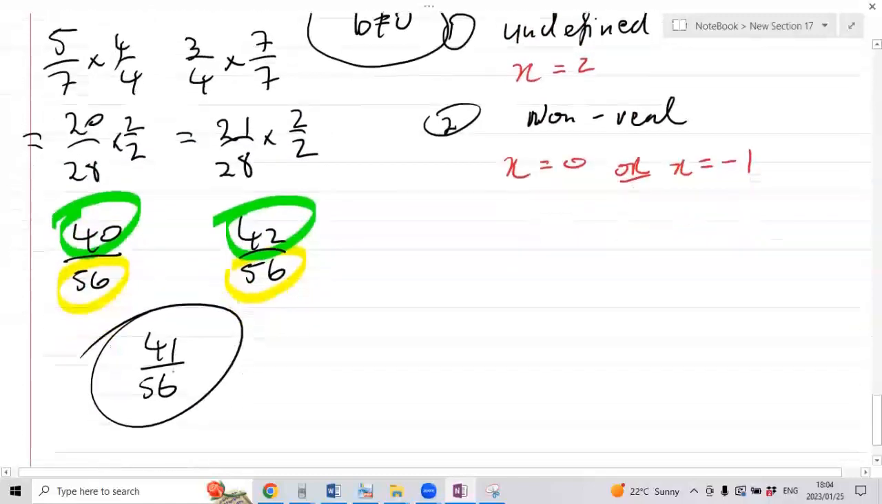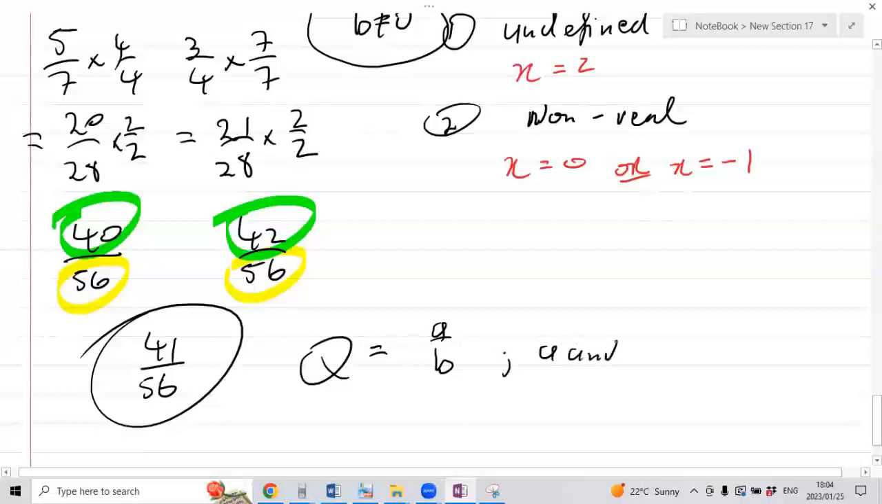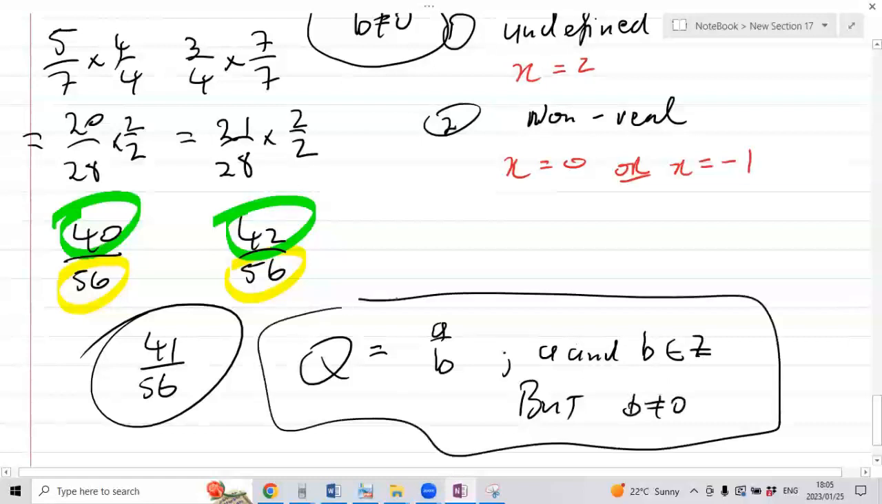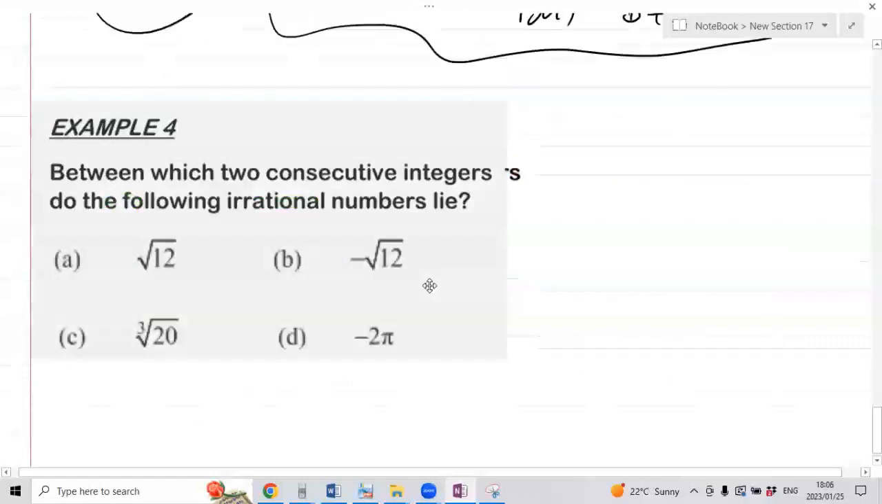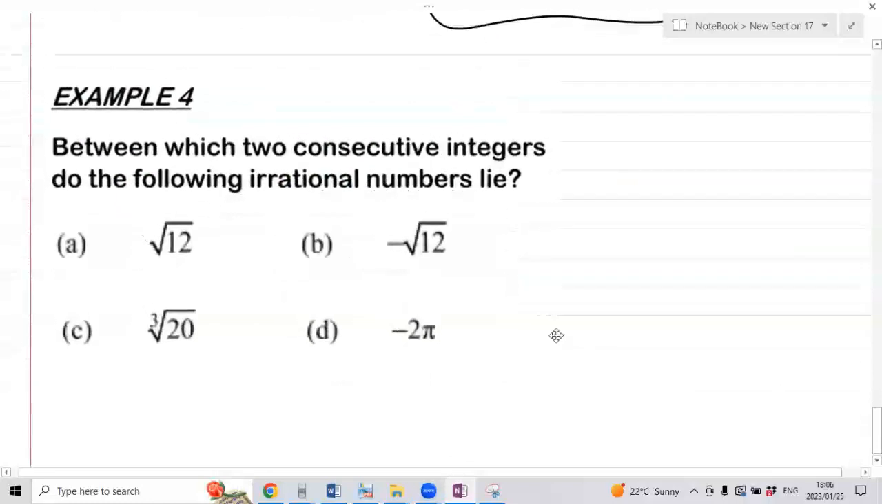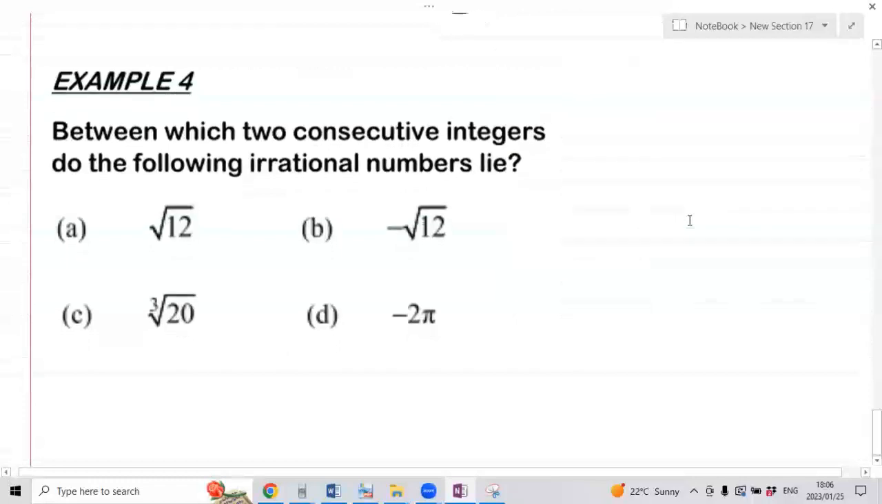Does it fit the criteria of a rational number? Yes. a over b, Q is for rational numbers, where a and b are both integers, and b must not equal 0. So it fits the criteria of a rational number. Okay, so this is just basically covering the theory and the initial part of what we need to know.